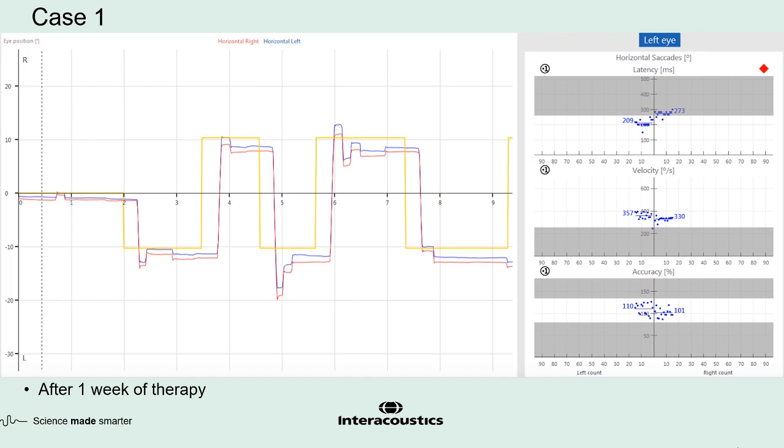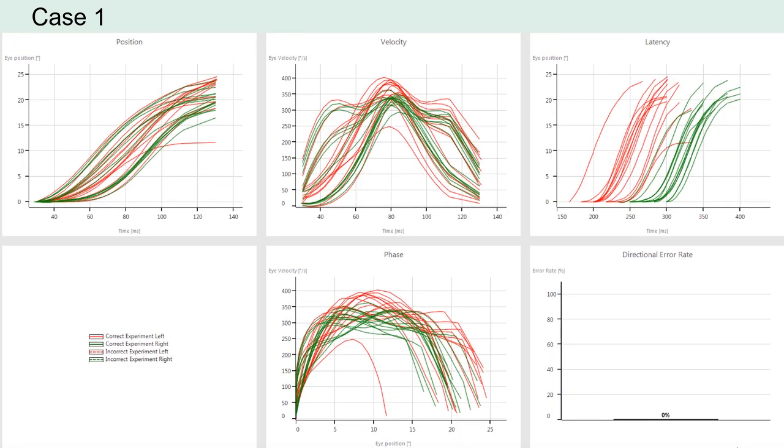And why is this relevant? The difference between the beginning of the week and the end of the week is that at the beginning of the week she was wheelchair bound, and at the end of the week she was walking. She had her balance back. This is her pro-saccades, and you can see that they've improved significantly in terms of the accuracy.